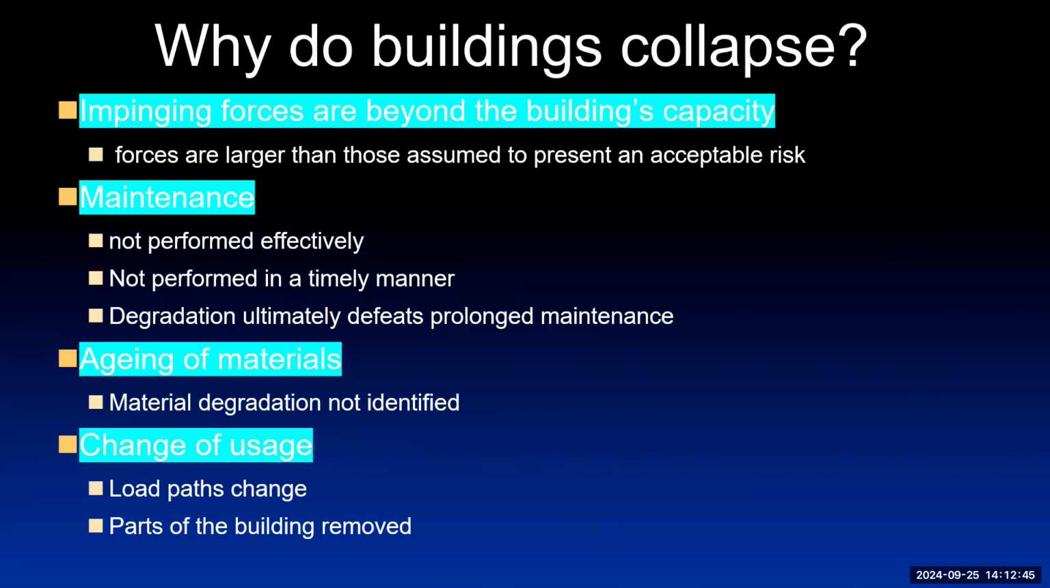So why do buildings collapse? First of all, the impinging forces are beyond the building's capacity. The forces are larger than those assumed to present an acceptable risk. Now we've got a random process that we're dealing with, and so we may design to the once in 50-year event, but we may have the once in 5,000-year event. It has to happen sometime. It could happen now. So what do we do as a committee? We say, well, the force was larger, but it's a random event and you were just unlucky. Communities don't tend to accept that.